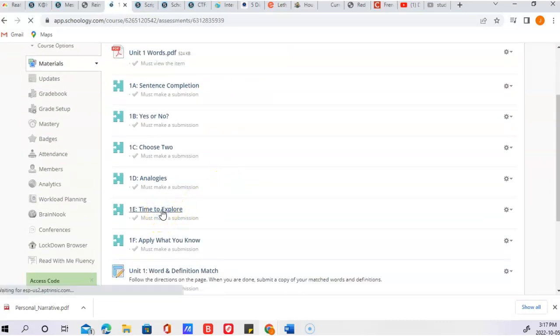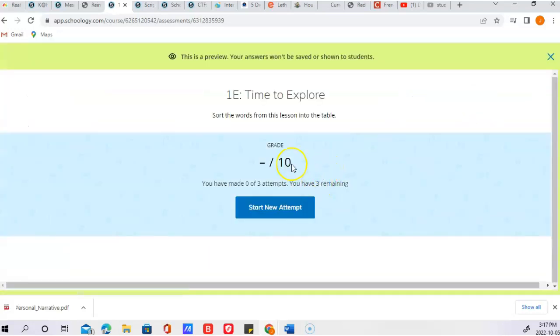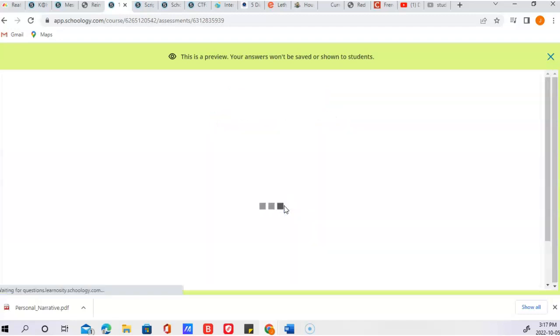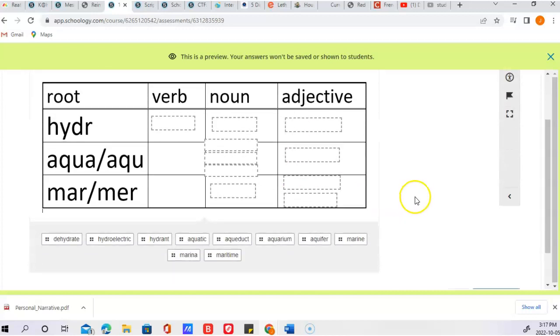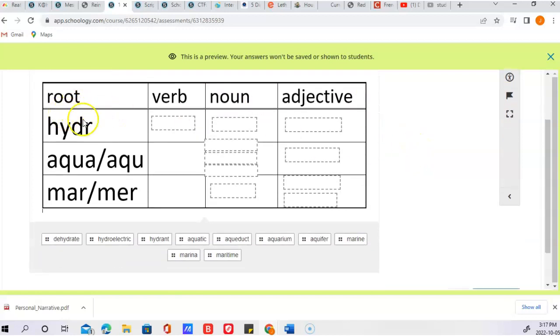Next we have the time to explore. And in this one, you're going to sort the words into the table. So remember, that's when we have this chart here. Some sections will have more than one word. So we've got the root word on the left side over here, and then we've got blanks that show you where each of the words should be. So let's pick the word marina. So we know marina starts with M-A-R, so that's the mar root word.